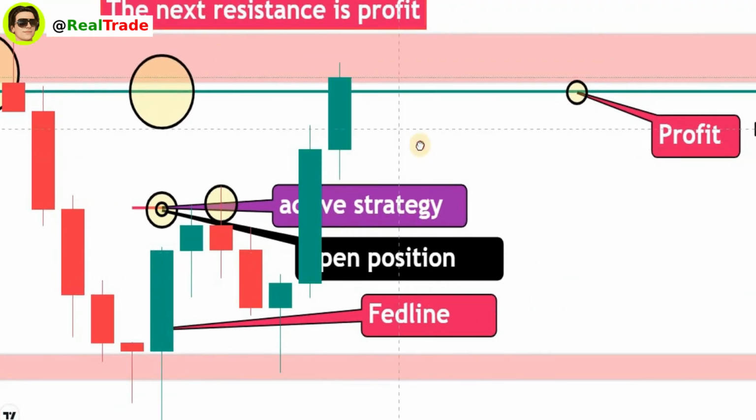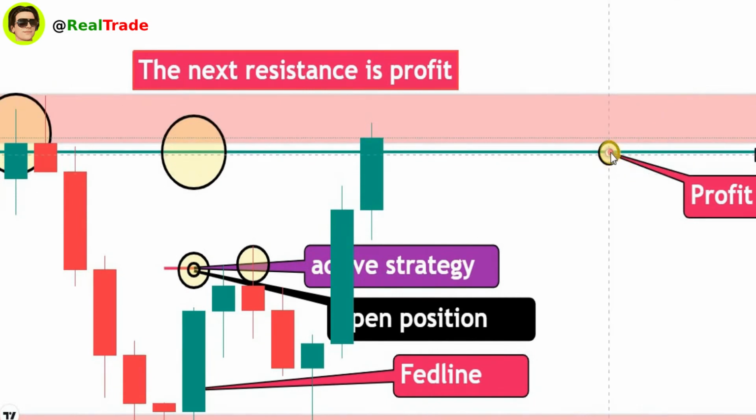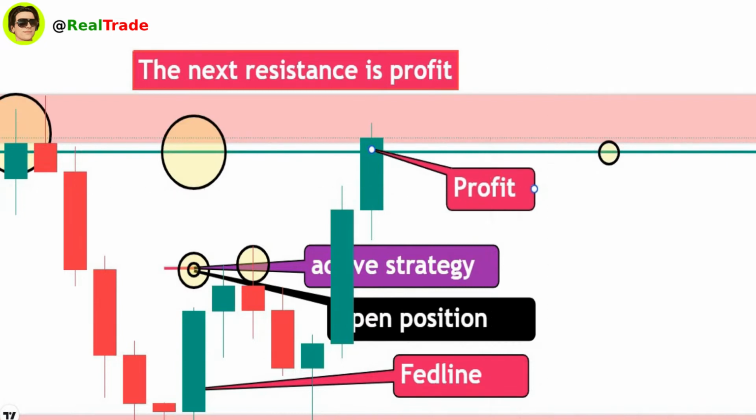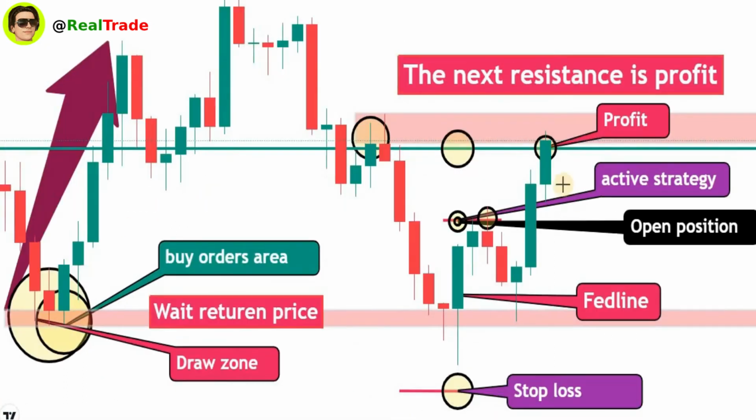Yes, big candle, full candle, green candle. Take a profit. Very, very good. Take a profit. Yes. Look at the chart. Look at the screen.